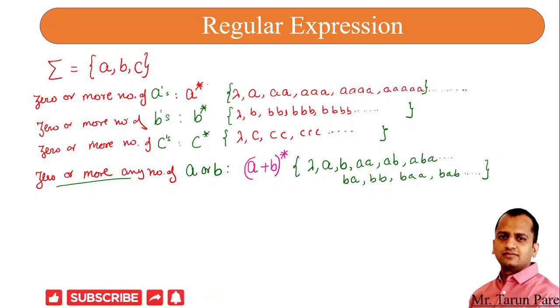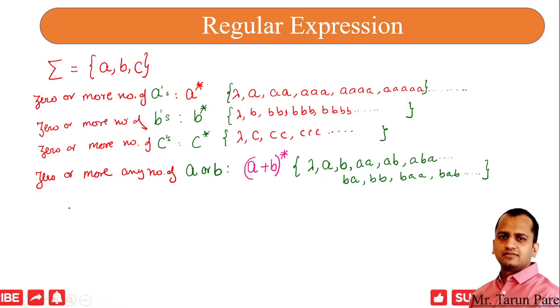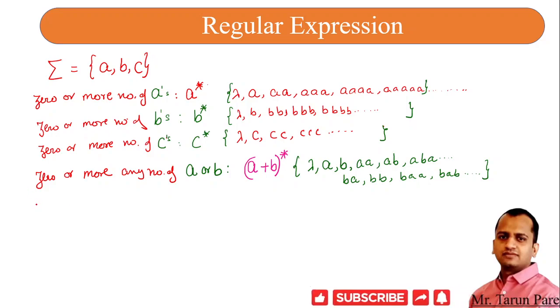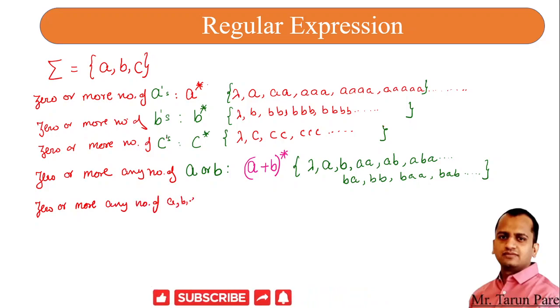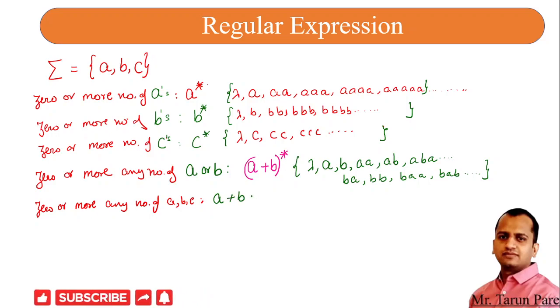Similarly, if you want to pass any number of a, b, or c in the string, including null, then what will be the expression? Let me write it again: zero or more of any number of a, b, c. It will be represented as (a plus b plus c) star.